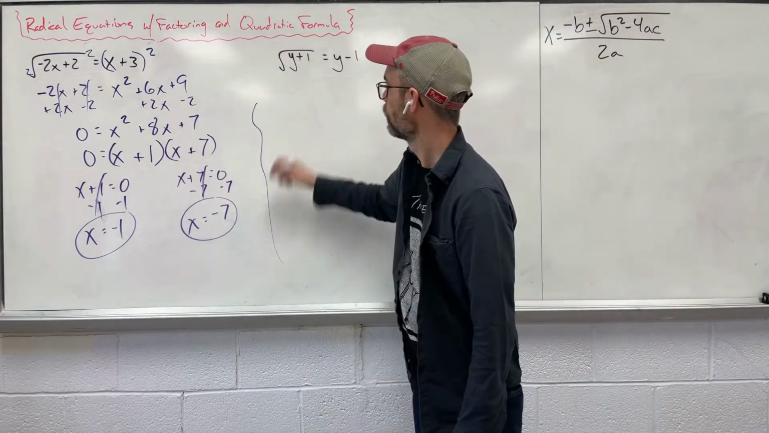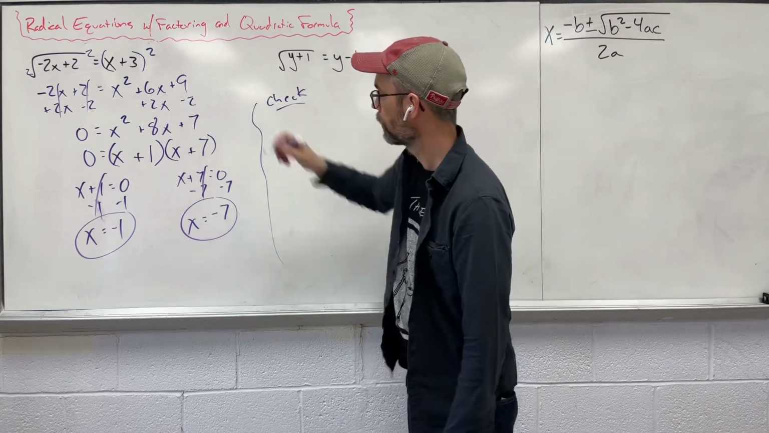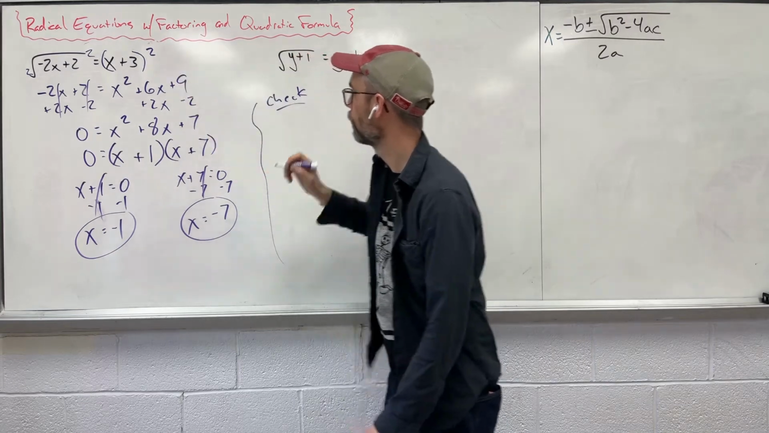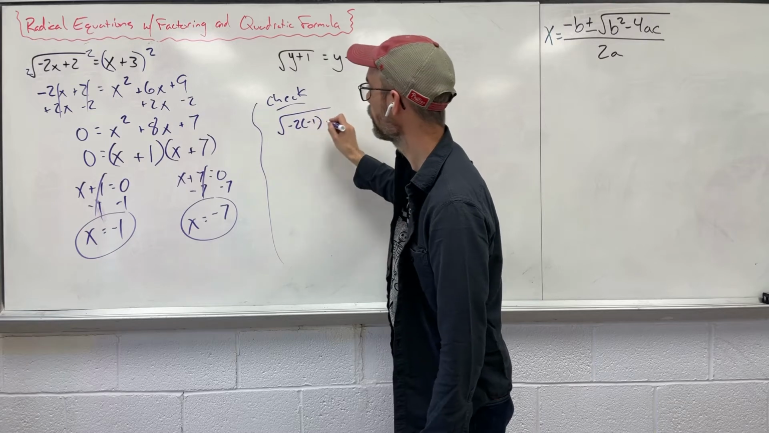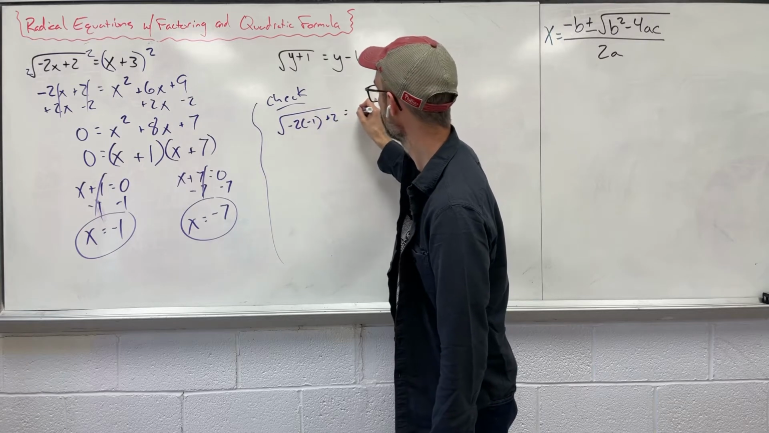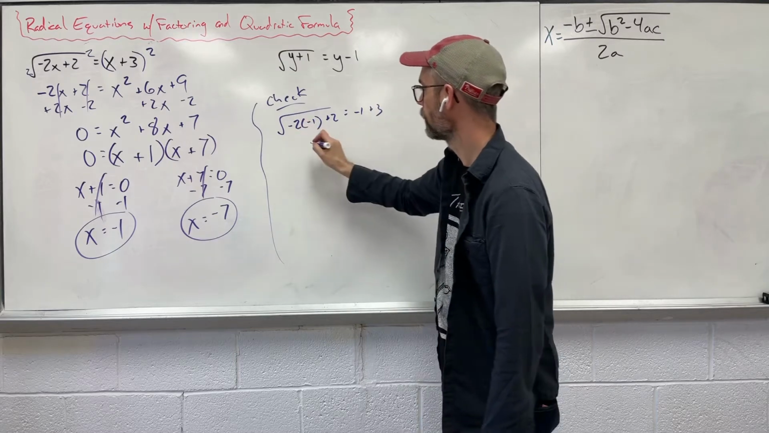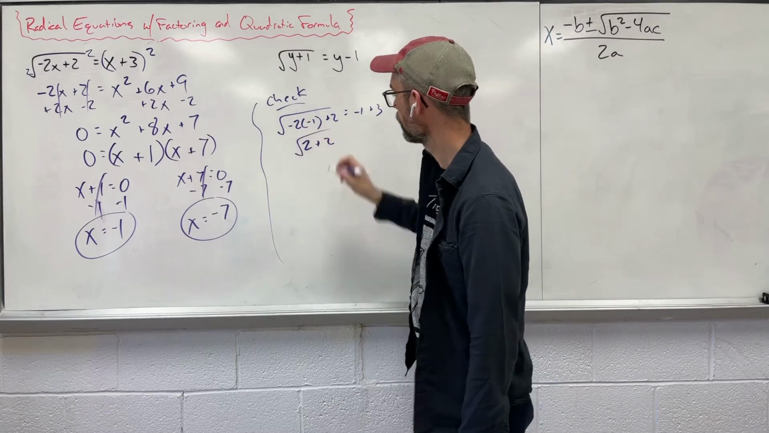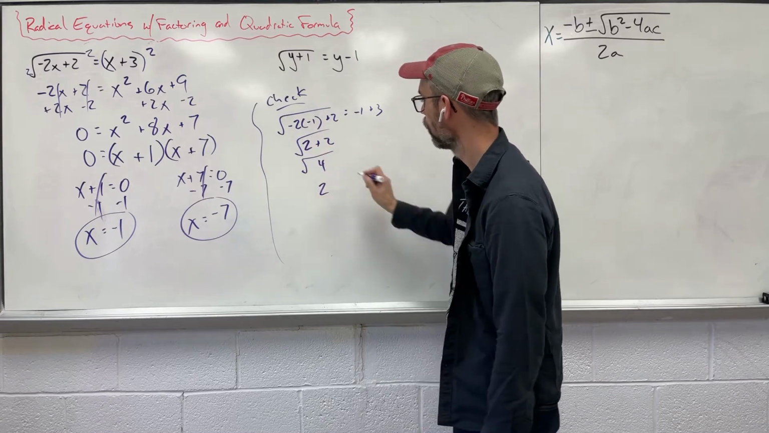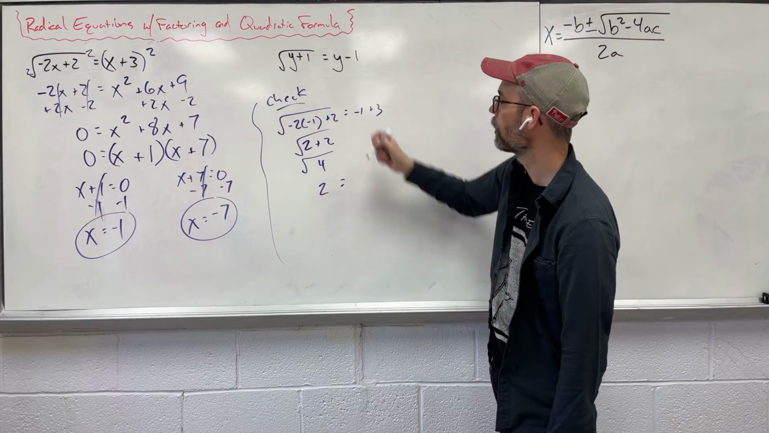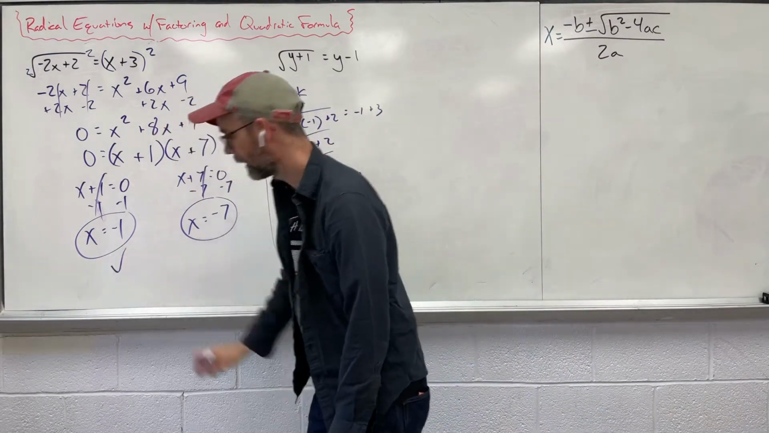So let's do a check. Negative 1 goes into that original problem up here. So we're going to say square root of negative 2 times negative 1 plus 2 equals negative 1 plus 3. Negative 2 times negative 1 gives us positive 2, plus 2 underneath the square root. That gives us 4 underneath. That gives us 2. On the right side, 3 minus 1 gives us 2. That statement makes sense.